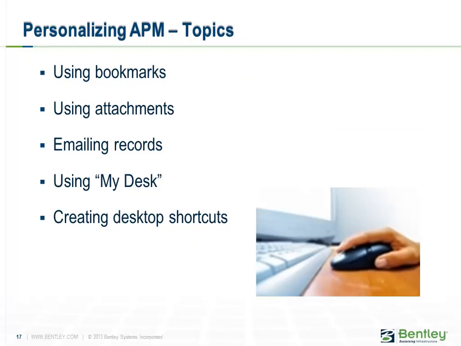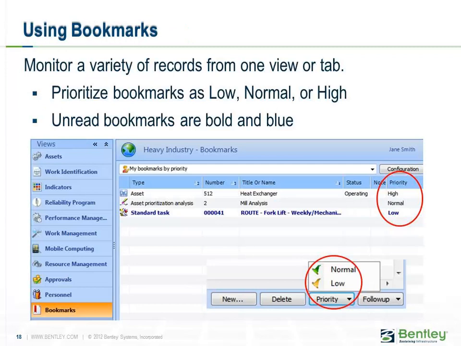In this next section, we will learn about how to personalize APM. You will learn about using bookmarks and using attachments, how to email records from APM, using the My Desk feature, and how to create desktop shortcuts. Bookmarks. You can monitor a variety of records in APM from a single view or tab. That is the Bookmarks view. You can prioritize bookmarks as low, normal, or high priority, and any unread bookmarks are displayed in the table as dark bold blue text.